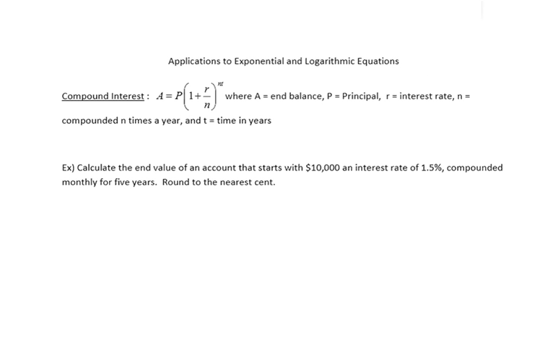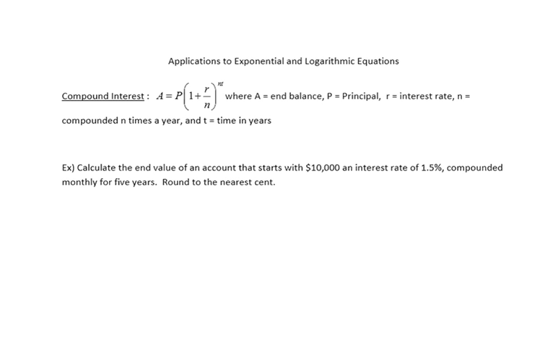In this video, we're going to talk about applications to exponential and logarithmic equations, especially dealing with compound interest and continuously compounded interest. So let's start off with compound interest. The formula is given. A is the end balance. P is the principal or the starting amount. R is the interest rate. N tells me how many times it's going to be compounded in a year. And time, which is usually in years.